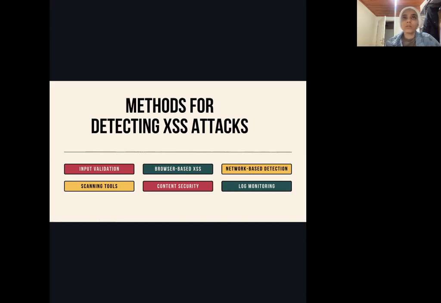Scanning tools: there are many scanning tools available, such as the most familiar ones, OWASP ZAP and Burp Suite, which every bug hunter nowadays uses, and those can be used to scan the website for XSS vulnerabilities manually.